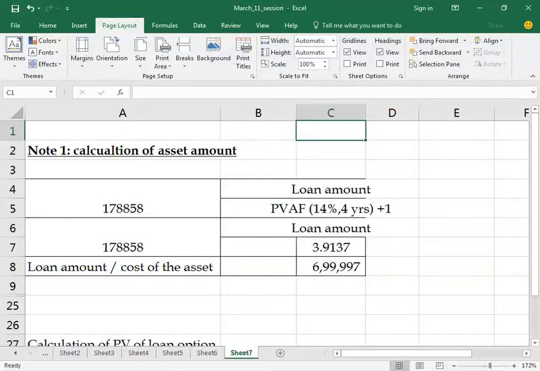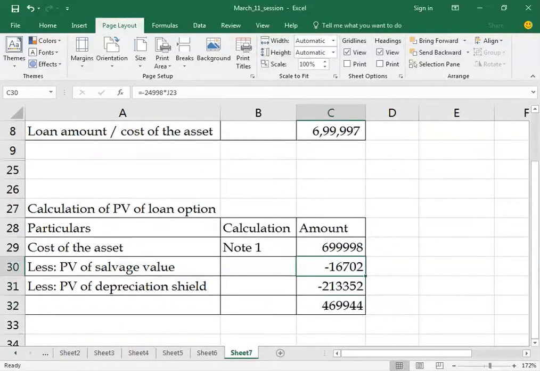Tax authorities will give me some benefit, but to the bank I have to pay 14% only. To the bank I'll be paying a higher amount, in fact. I'm not discounting that. If I end up discounting what I'm paying to the bank, that amount is going to be far higher. What I pay to the bank is 14%. Tax authorities give me some benefit, so net it is 8.4%. So the cost of the asset is this, less present value of salvage value, less present value of depreciation shield.